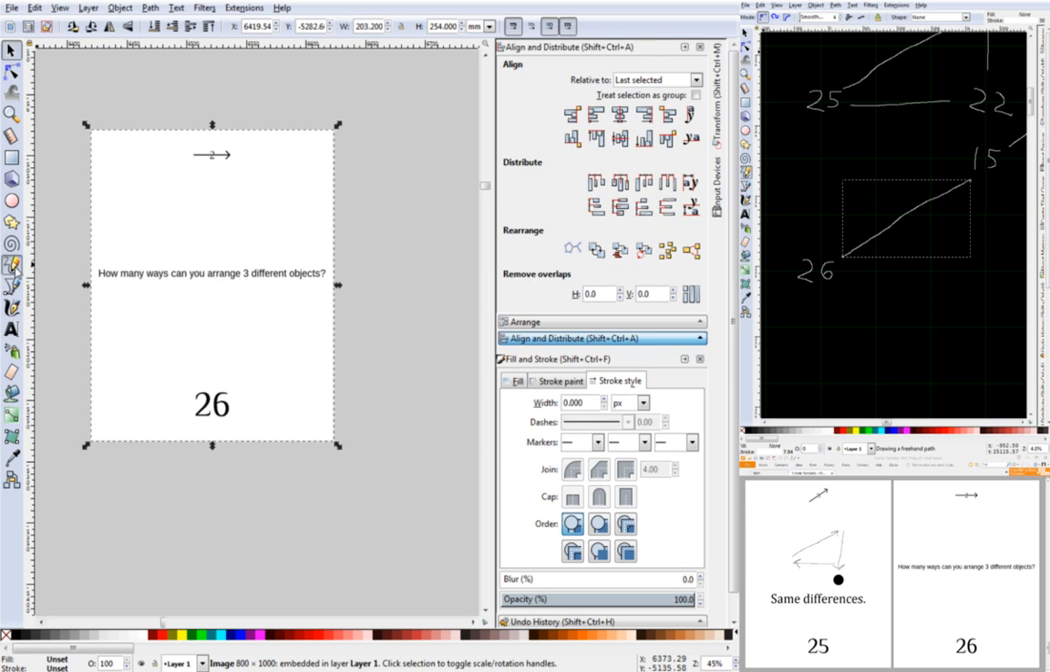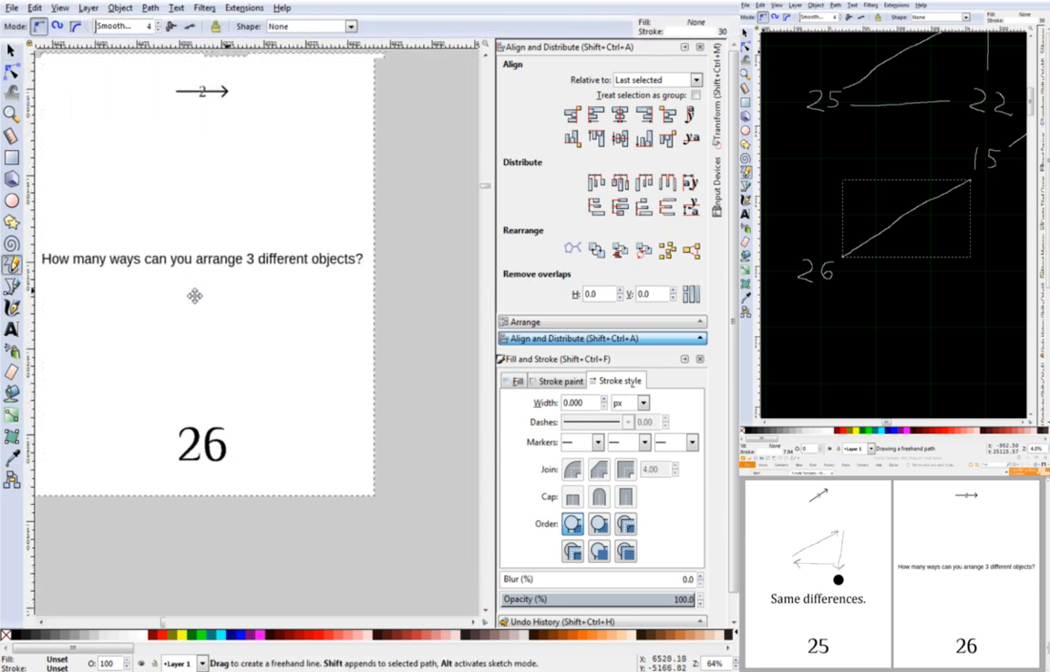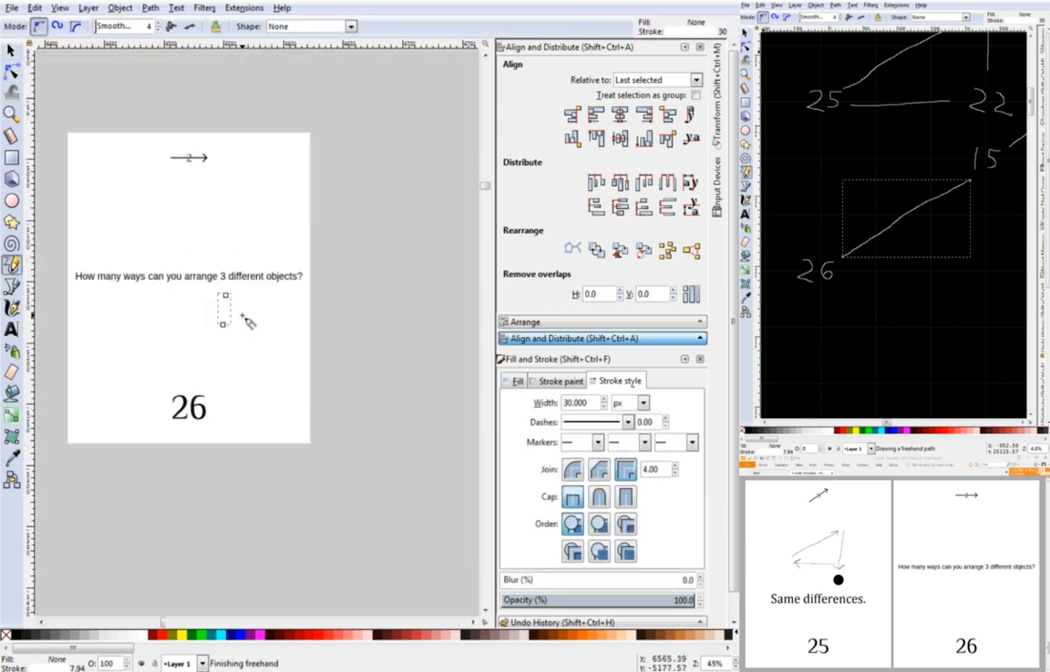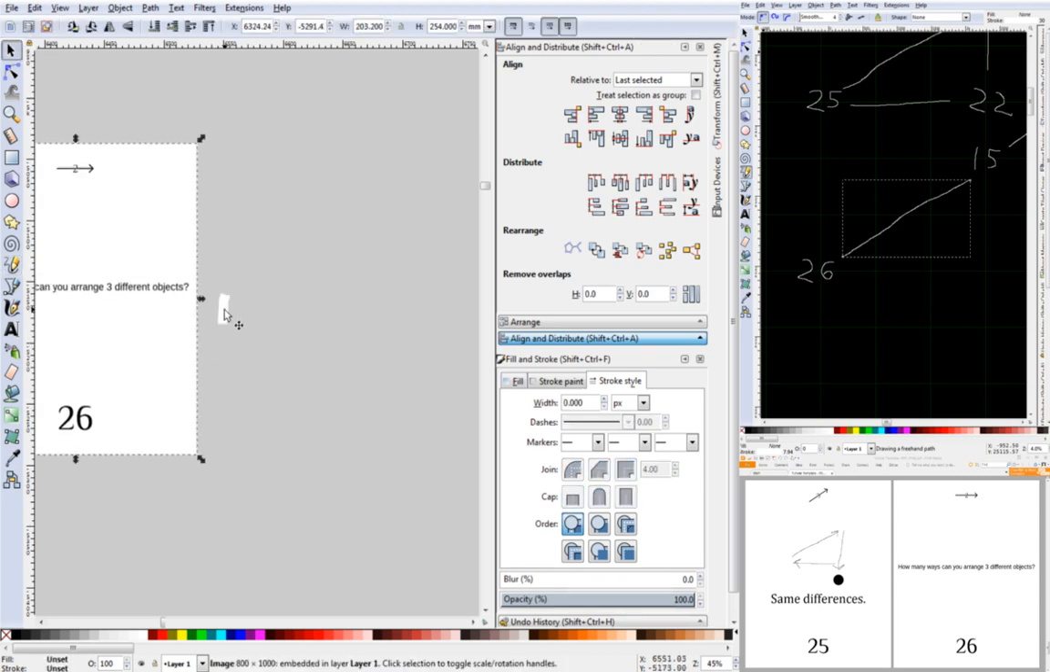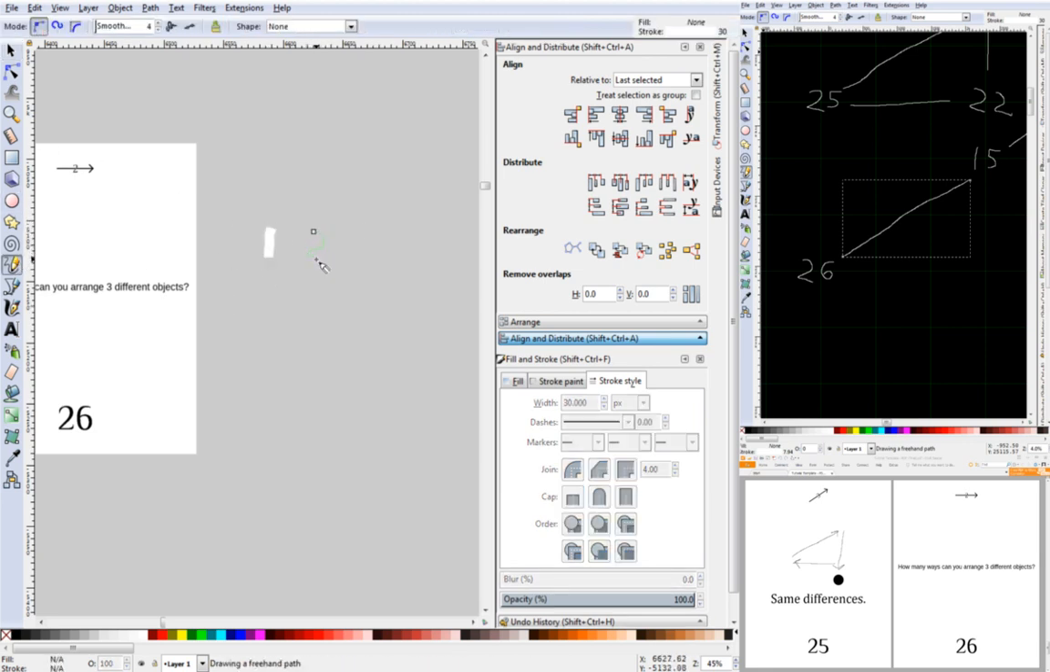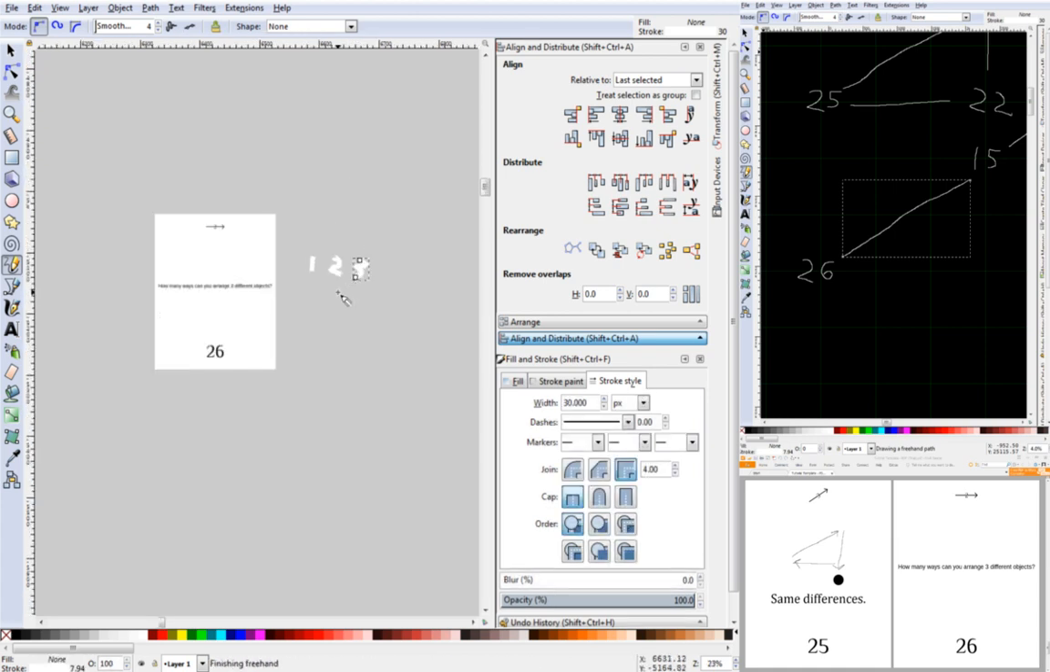Which can arrange three different objects. Let's see. Oh, that's a little chunkier than I thought. All right, let's go with it. 1, 2, 3. 1, 3, 2. I think just repeat it. 2, 1, 3, 3, 1, 2.